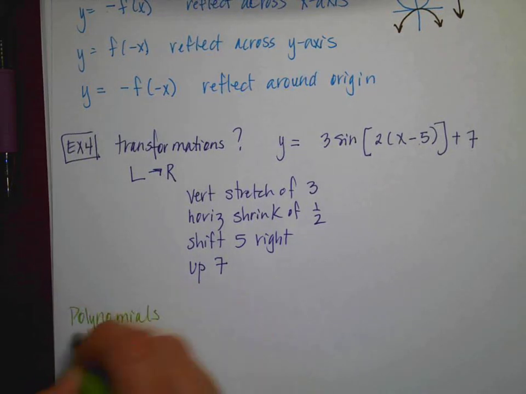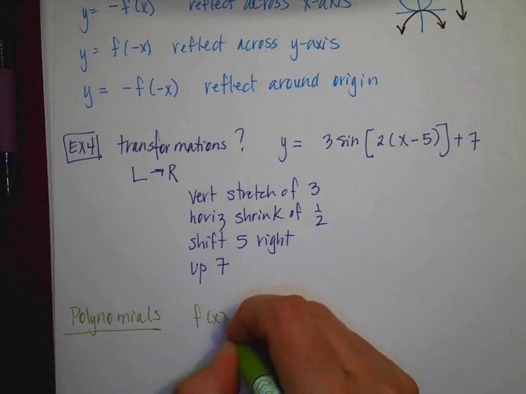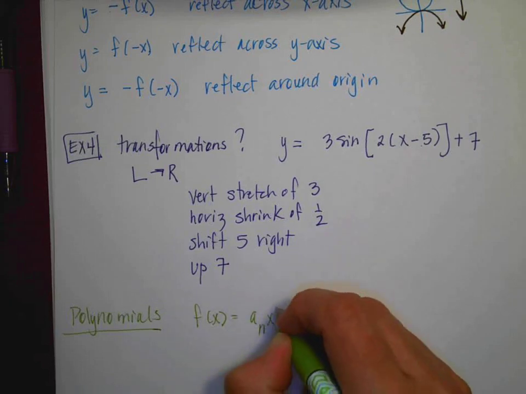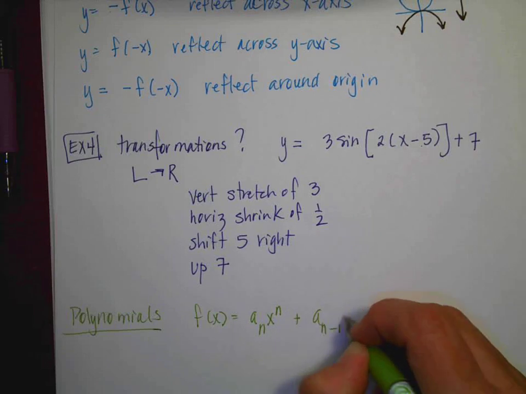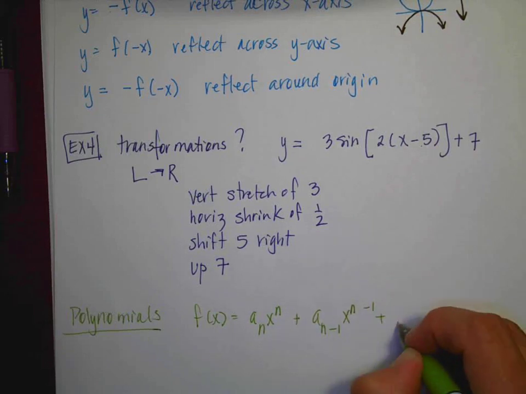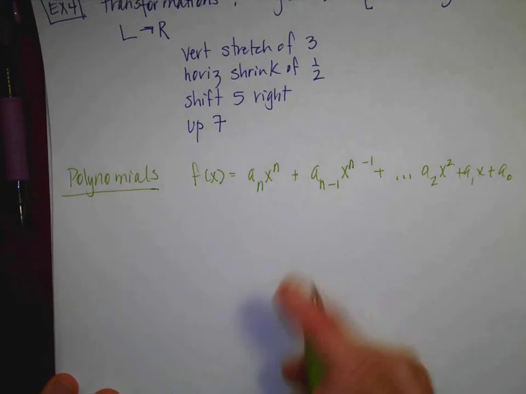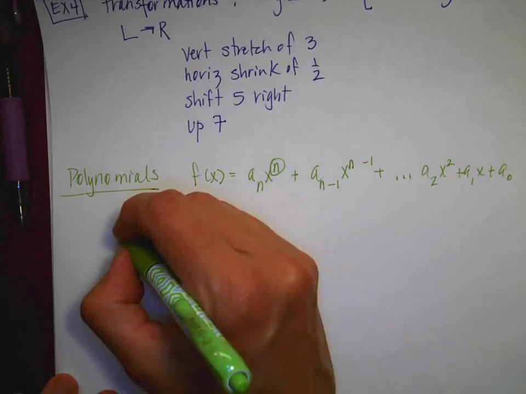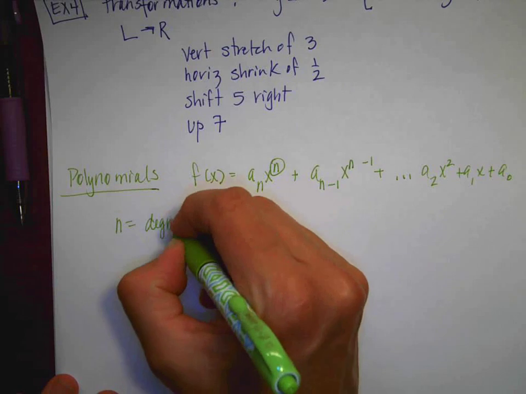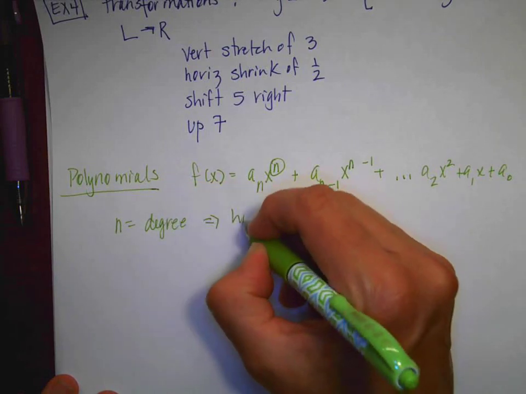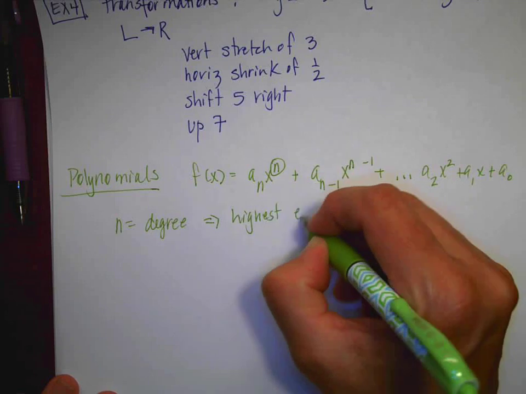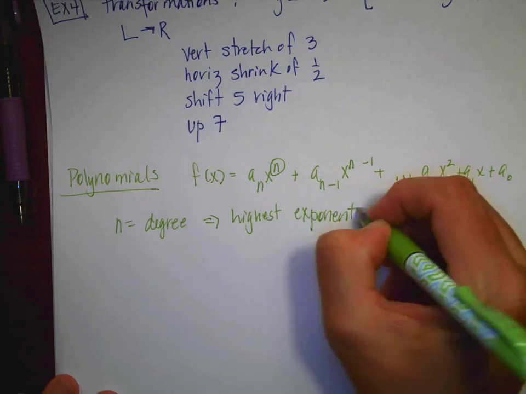All right, now we want to talk about polynomials. Okay, so the generic equation for a polynomial is a sub n x to the n plus, and then the next one x to the n minus 1 plus dot dot dot, and then you get a sub 2 x squared plus a sub 1 x plus a sub 0. And this is kind of the fancy math formula. But basically, all we really care about are some of the little details. n is equal to the degree, and it's always going to be the highest exponent.